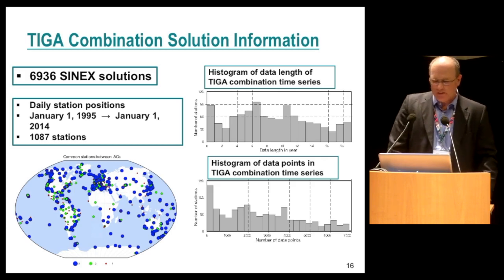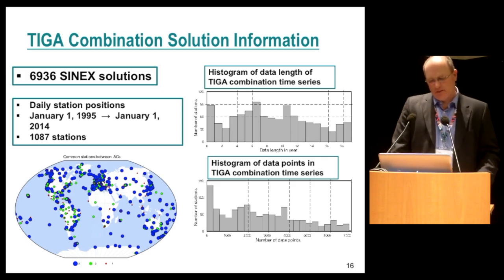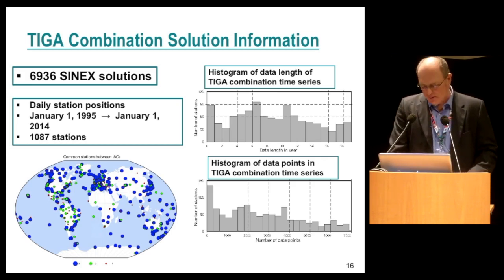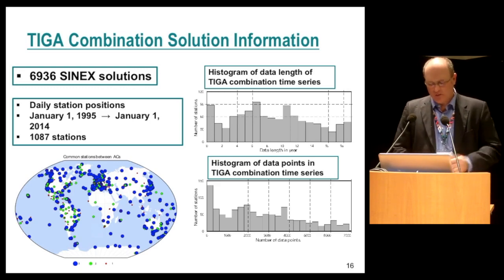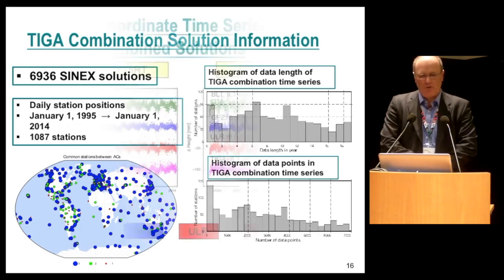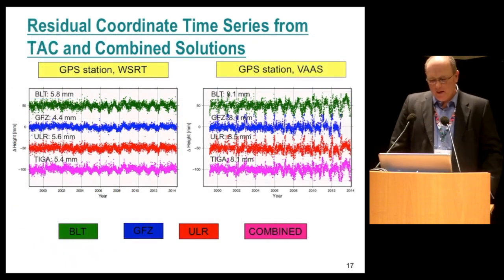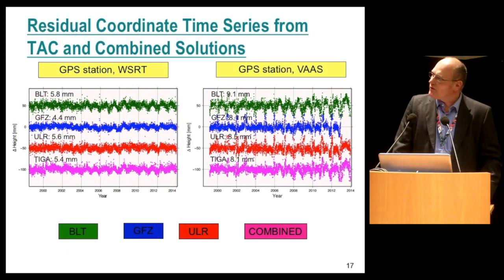On the right-hand side, we see some histograms on the statistics of the data length at the top, and then at the bottom also of the number of data points in the time series themselves, which sort of helps to overcome the issue of how to explain or deal with gaps. So from the combination, of course, we then have our time series.